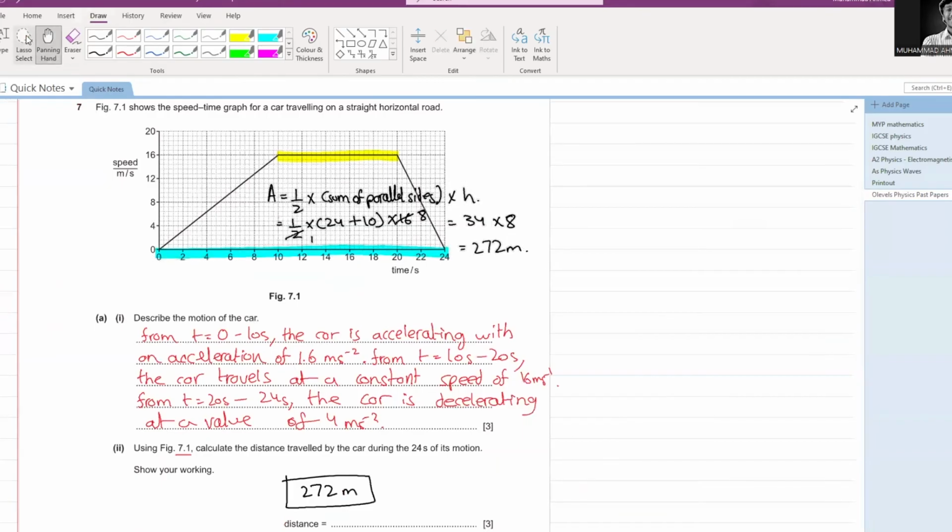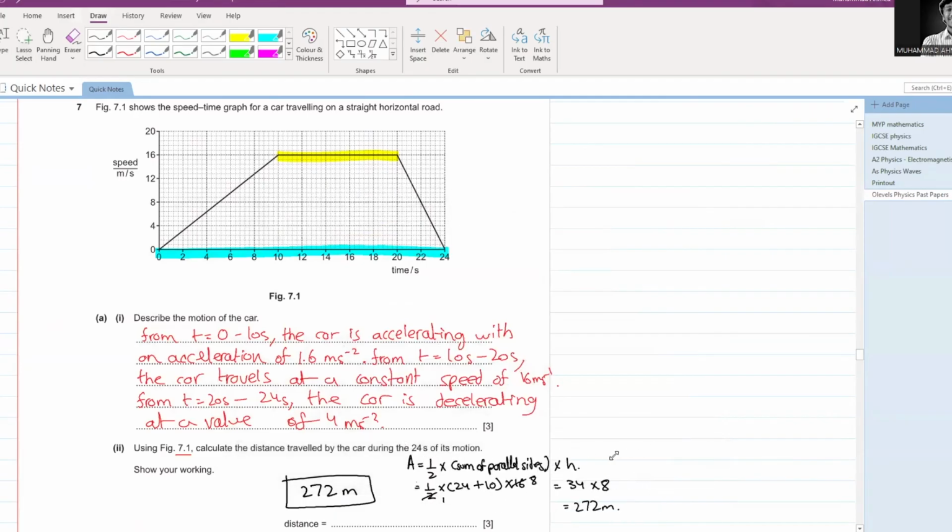I will need to shift this. Yeah, you can place it here.